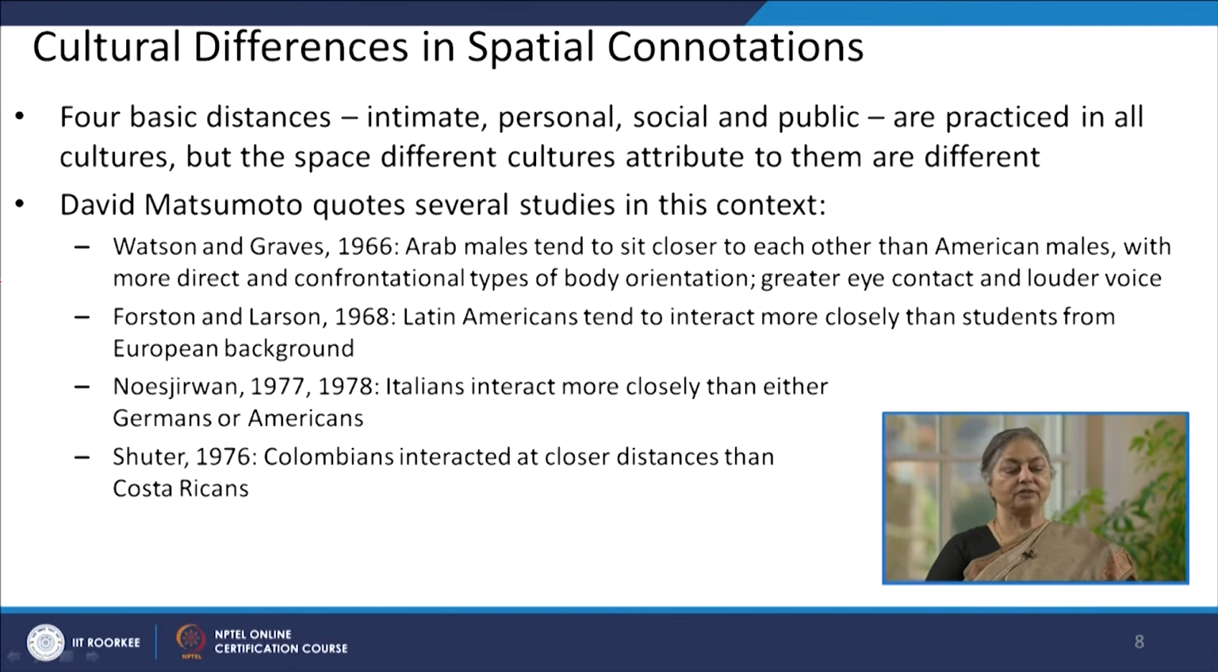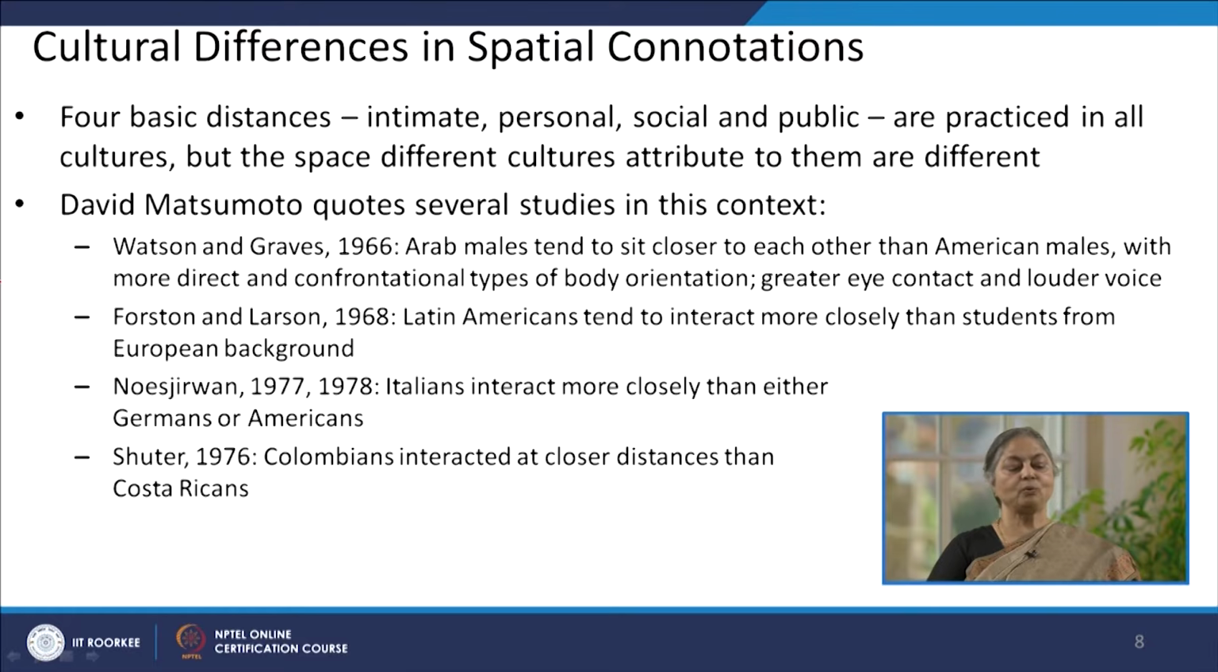He has quoted a 1966 study of Watson and Graves, in which it was found that Arab males tend to sit closer to each other in comparison to American males. At the same time, Arab males were seen with a direct and confrontational type of body orientation. They also had greater eye contact and were using a louder voice.